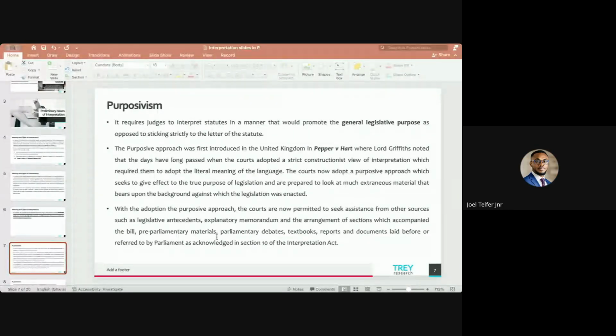(2) A court may, where it considers the language of an enactment to be ambiguous or obscure, take cognizance of: (a) the legislative antecedents of the enactment; (b) the explanatory memorandum as required by Article 106 of the Constitution, and the arrangement of sections which accompanied the bill; (c) pre-parliamentary materials relating to the enactment; (d) a textbook or any other work of reference, a report or a memorandum published by authority in reference to the enactment, and the papers laid before Parliament in reference to the enactment; (e) the parliamentary debates prior to the passing of the bill in Parliament.